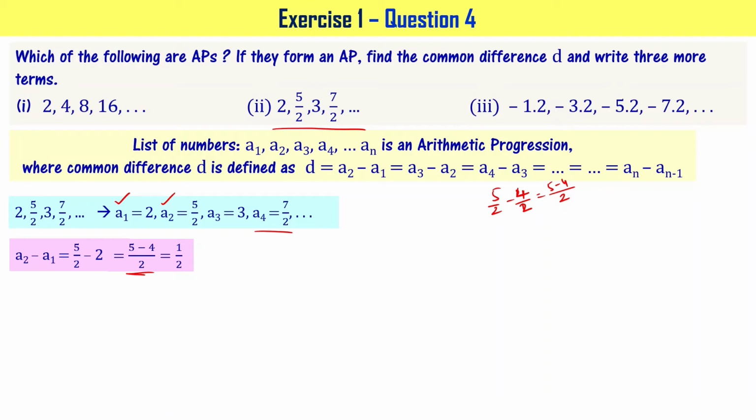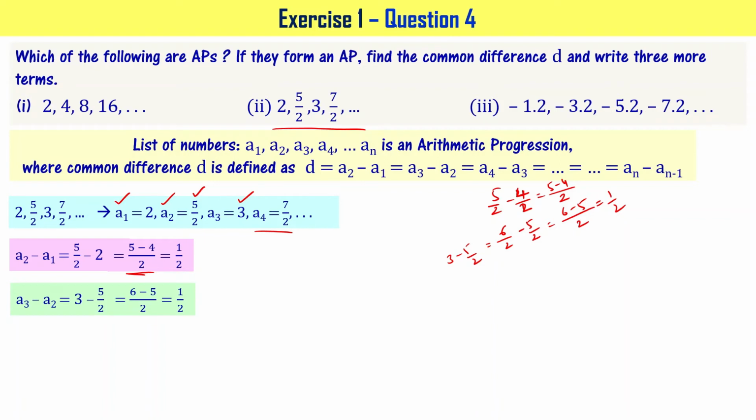Then the next pair I'm going to look at is 3 and 5 by 2, the difference between A3 and A2. That is going to be 3 minus 5 by 2. Right? I can write 3 as 6 by 2, so 6 by 2 minus 5 by 2. Right? I can write that way so that it is going to be 6 minus 5 divided by 2, that is equal to half. Right? A3 minus A2 is also half.